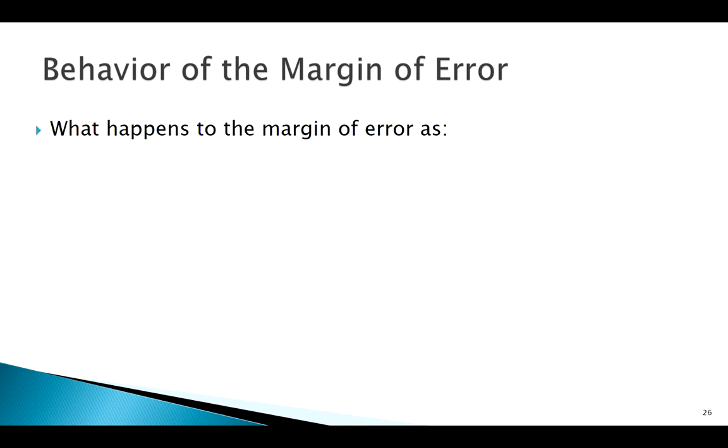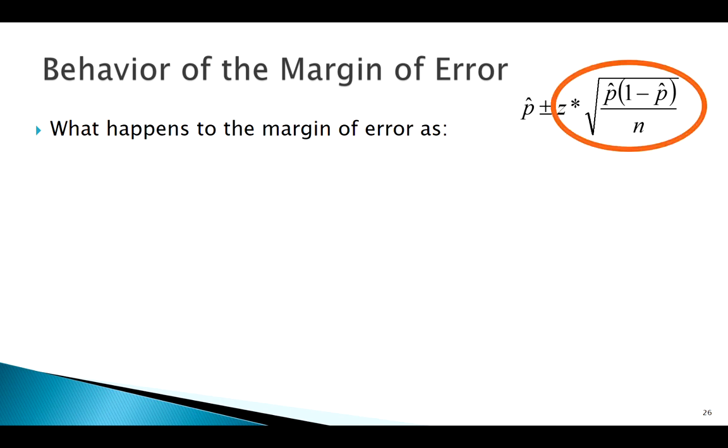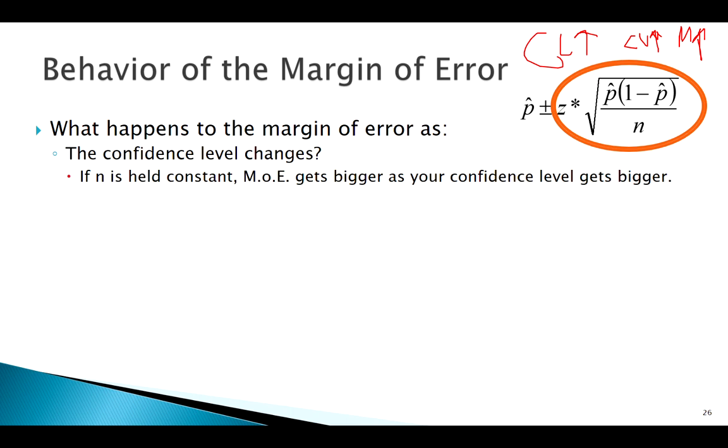Let's think about our margin of error. So here's our margin of error. Does that margin of error behave similar to what we've seen before? What's going to happen to this as our confidence level changes, if we hold everything else constant? Well, we know that as our confidence level goes up, if I want to be more confident in my answer, my critical values get bigger. Therefore, the standard error and margin of error get bigger. So if I hold my sample size constant, margin of error gets bigger.